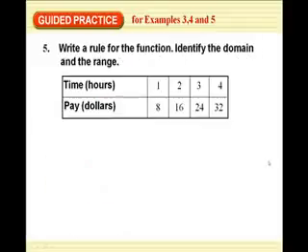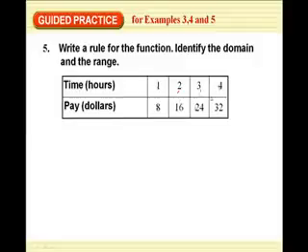Yep. So number 5 on the guided practice says write a rule for the function and identify the domain and the range. So time in hours and your pay in dollars. This would be like you work 1 hour, you get $8, 2 hours, 16, 3 hours 24, 4 hours 32. Well, if you know your multiplication facts, this should be pretty obvious. To get from this number to this number, it's looking like you're making $8 an hour to me. 1 times 8 is 8. 2 times 8 is 16. 3 times 8 is 24. 4 times 8 is 32.